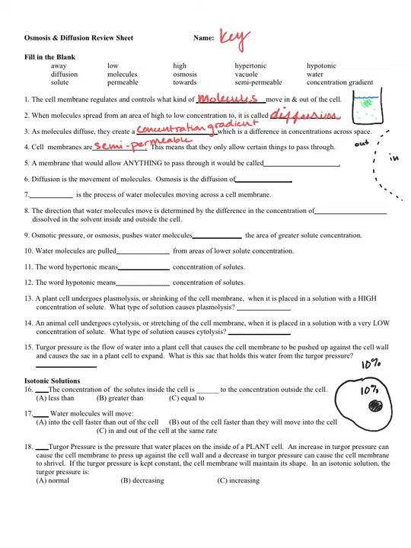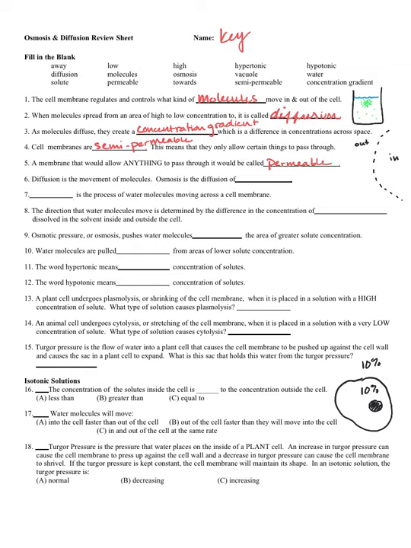If the cell just let anything pass, we'll look at number 5. It says a membrane that would allow anything to pass through would be called permeable. So if something's permeable, anything can pass through that membrane. Semi-permeable means that only some things can pass through the membrane.